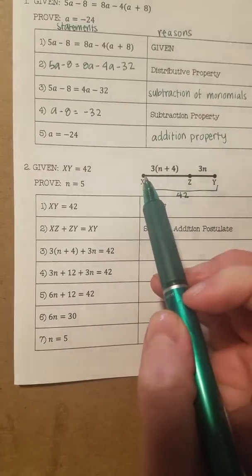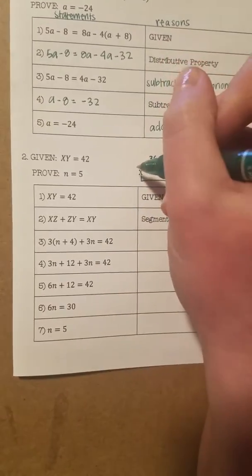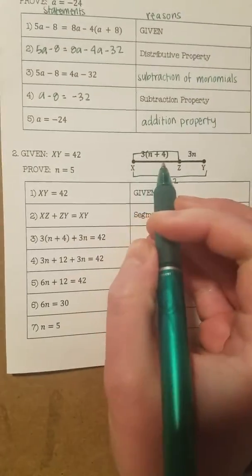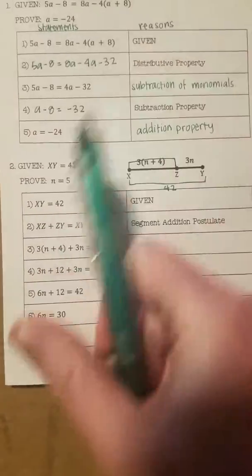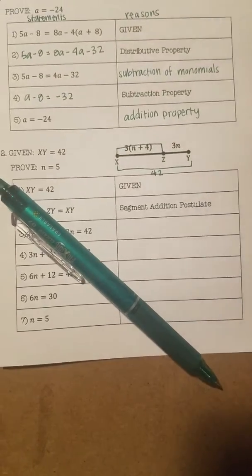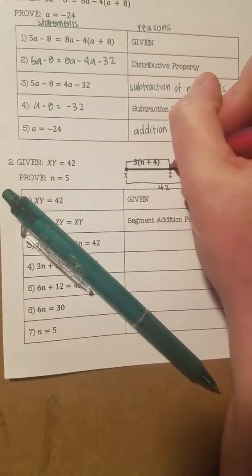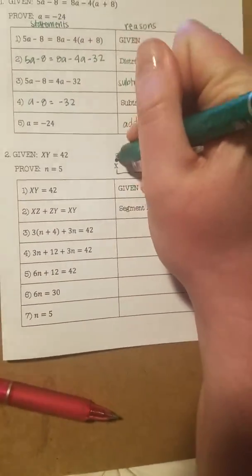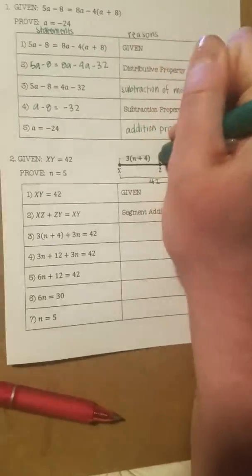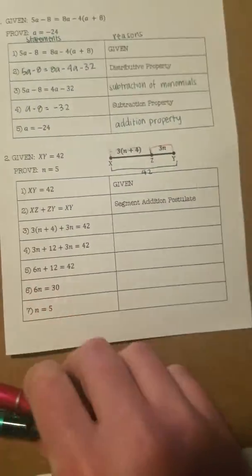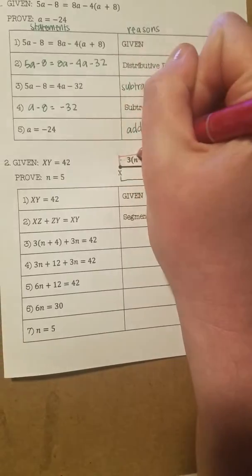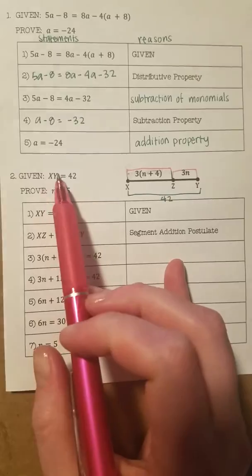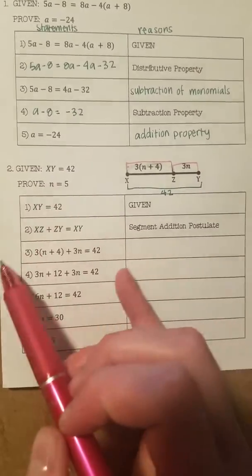We can also see that XY is made up of two line segments that are connected at this point Z. So we have XZ that has a length of 3n plus 4, and ZY that has a length of 3n. With this information, we're given XY equals 42. We want to prove that n equals 5.